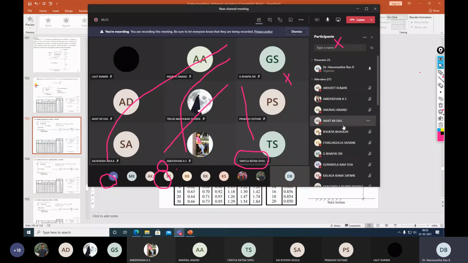So, excuse me. Those who have logged in, try to solve the previous class problem.